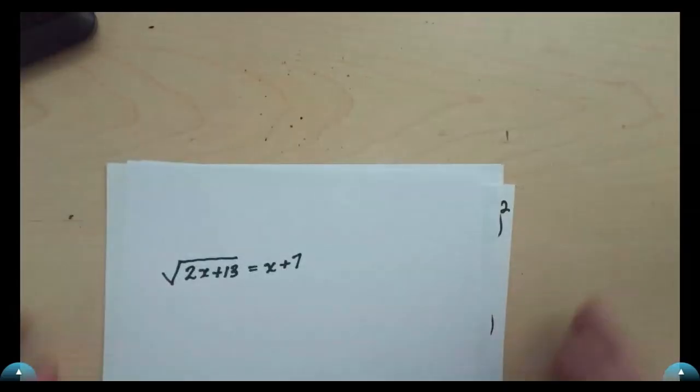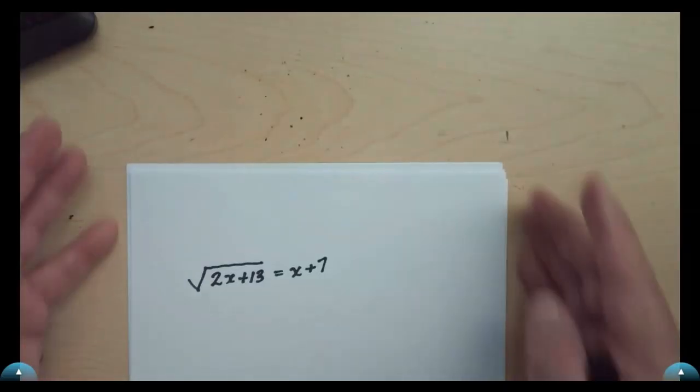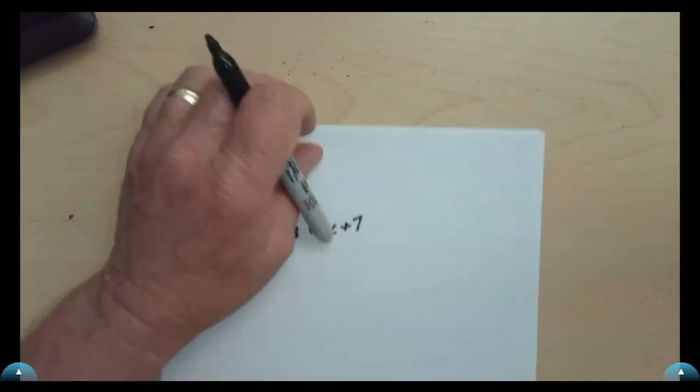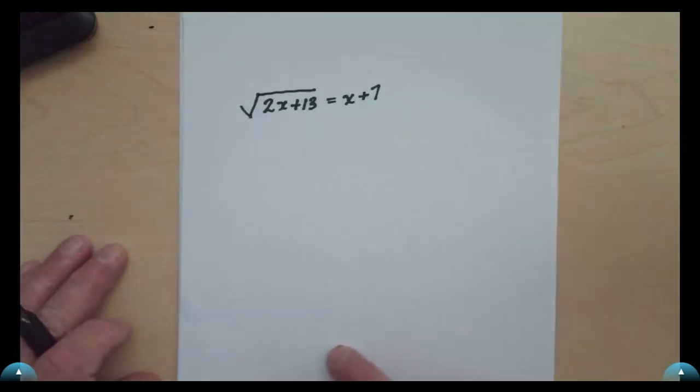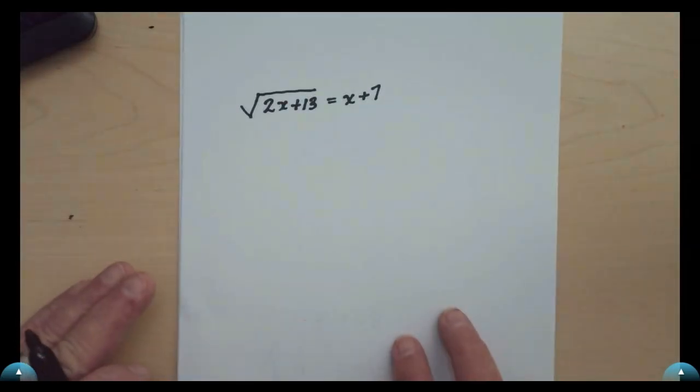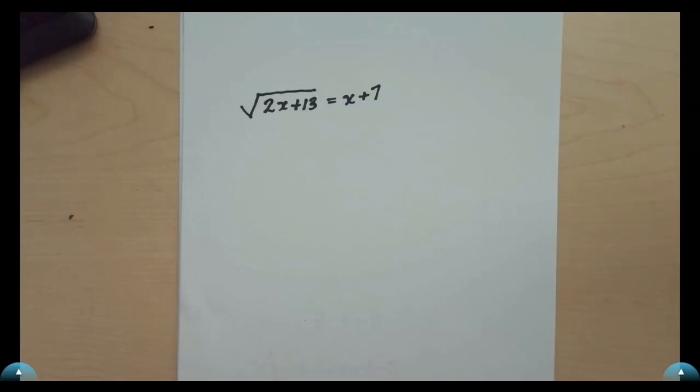So that's the one thing you've got to watch out for when you solve these square root equations: once you solve it, you've got to check each solution in the original equation to make sure it really works. Because even if you do everything right, sometimes you'll introduce what's called an extraneous solution, something that looks like a solution but isn't.